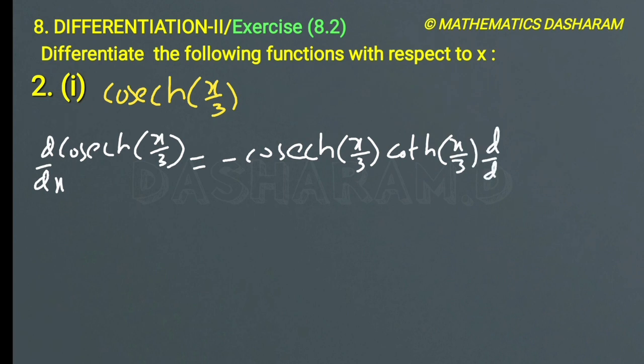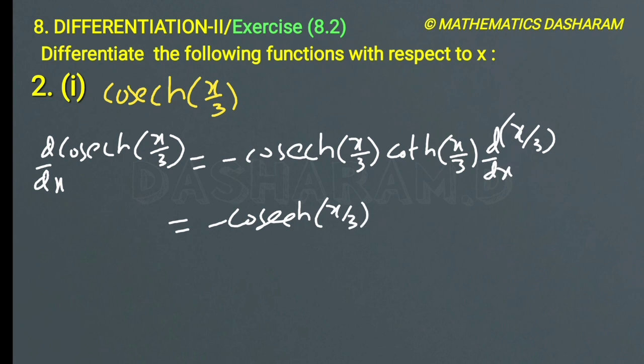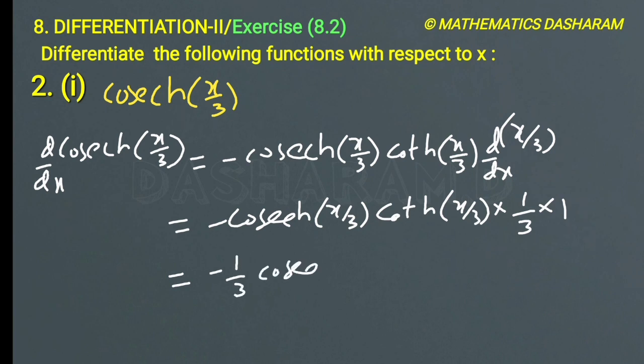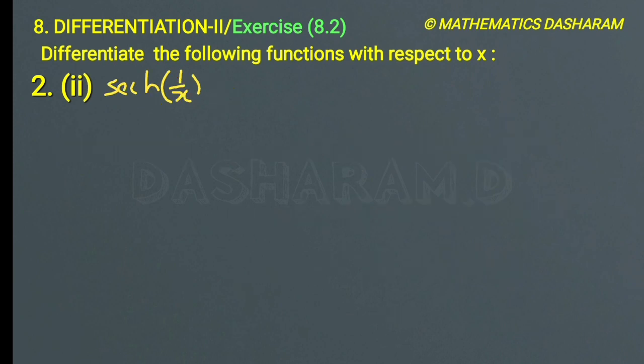Next, do the derivative of another function, that is x by 3. Now it is equal to minus cosech of x by 3 into coth of x by 3 into the derivative of x by 3, which is 1 by 3 into 1. So then it is equal to minus 1 by 3 into cosech of x by 3 into coth of x by 3, which is our required answer.